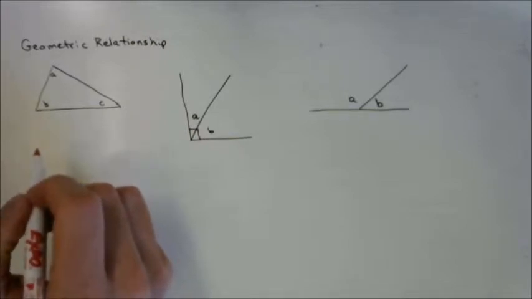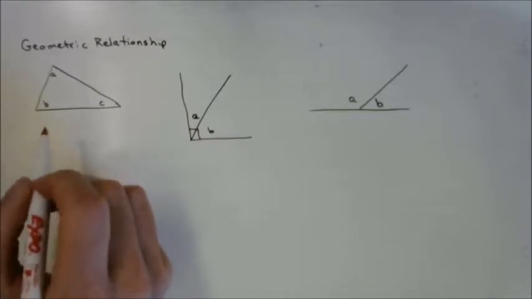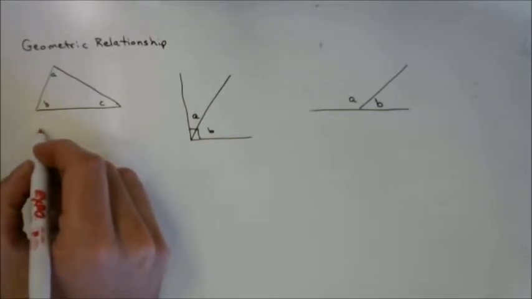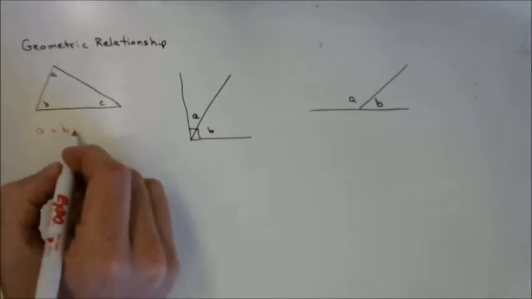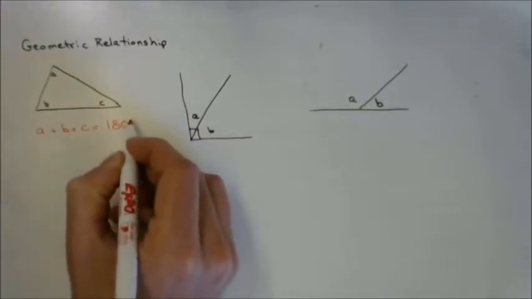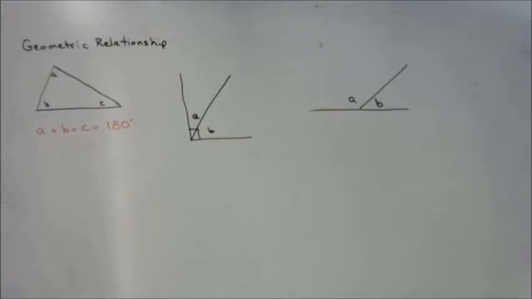They all add up to 180. It doesn't matter if they're the same or different, whatever. They all add up to 180. A plus B plus C equals 180 degrees. Okay? Go ahead and jot that on your line there.